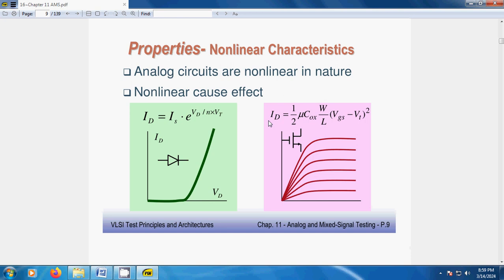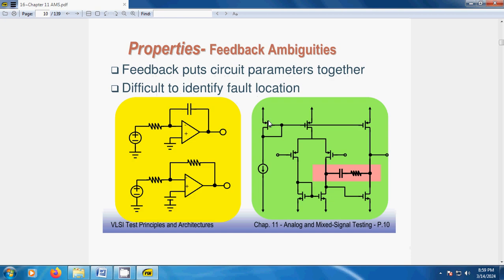Next, what are the challenges posed by feedback? You already know feedback. We need two different types of feedback, positive and negative, for applications. If you have feedback, the problem is you are taking a part of the output. If you consider a particular op-amp circuit, you are taking a part of the output and feeding it back to the input.